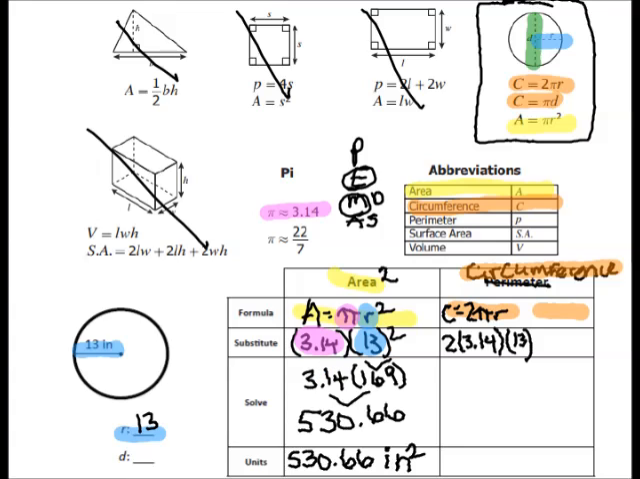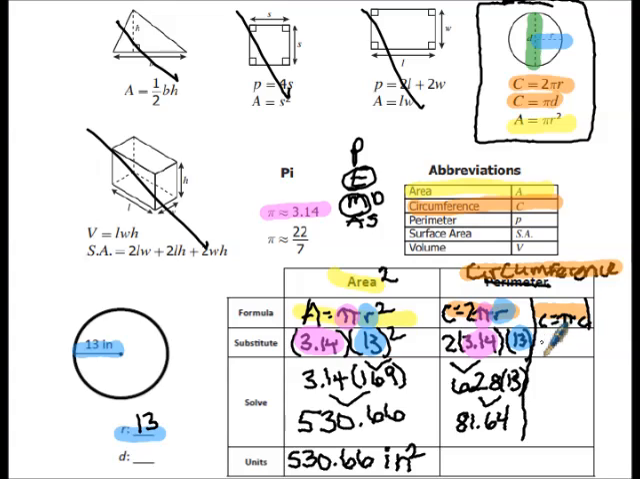I replaced pi in the formula with its approximation, and I replaced the r that stands for radius with the actual measurement in my particular circle. When I start multiplying all of this out, 2 times pi is 6.28, and then I'm going to multiply by my radius of 13, and when I do 6.28 times 13, I end up getting 81.64.